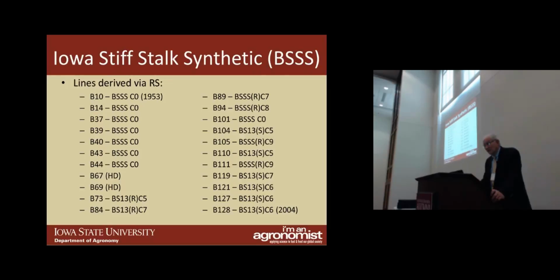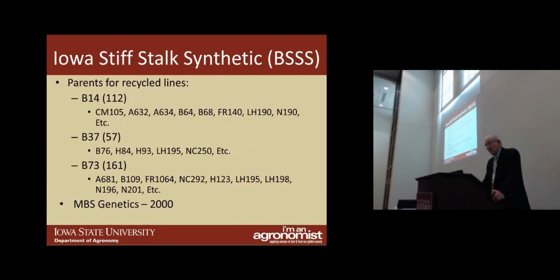There's from 1953 to 2004, just out of Stiff Stalk. Now, some of those, you recognize, had quite an impact, others didn't. You notice back in the days, very modern, homozygous diploids, B67, B69, were developed out of Stiff Stalk Synthetic with Chase's purple cell marker that had haploids too. So how much they've ever been used, I have no idea.